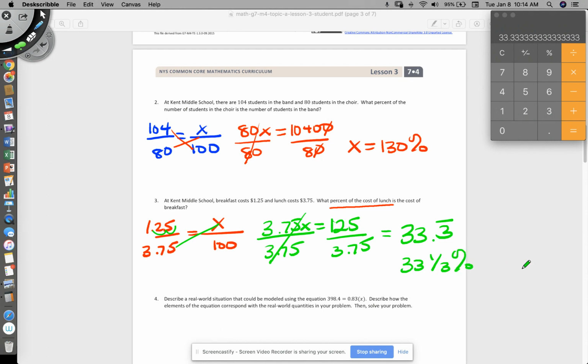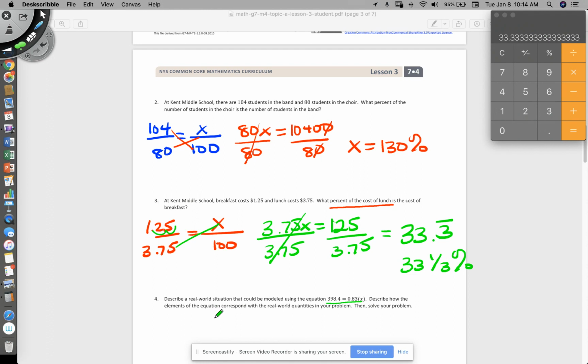All right. Okay, let's do our last one here. I'm actually just going to talk to you about it because I want you to come up with your own situation. So describe a real-world situation that could be modeled by using this setup here. Describe the elements of the equation, respond to the real-world question, solve your problem.